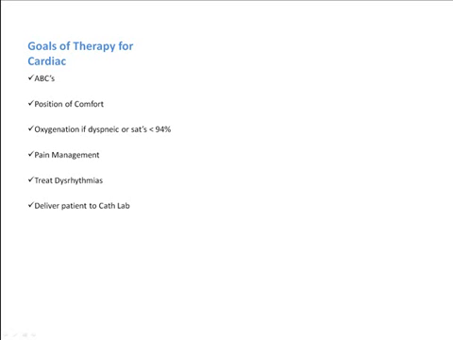12 leads are best recorded in a supine position, but someone who is short of breath and having crushing chest pain will not tolerate this position. Remember, we're trying to provide therapy. Oxygenation. Now only if the SpO2 is less than 94% or if they are dyspneic. Pain management. This reduces anxiety, fear, and apprehension. Treat dysrhythmias and deliver to the cath lab.